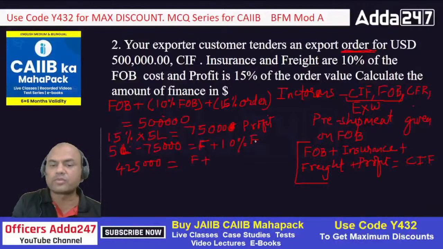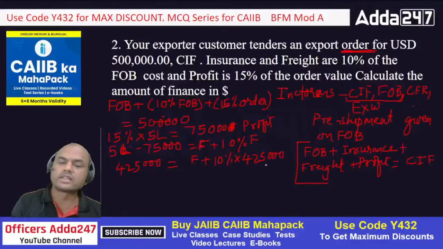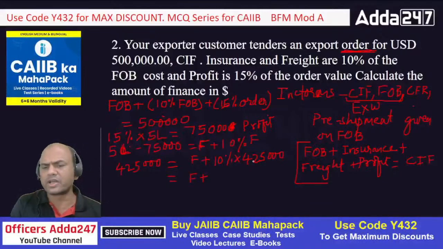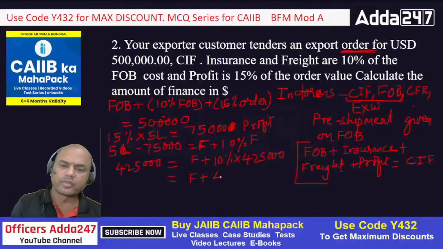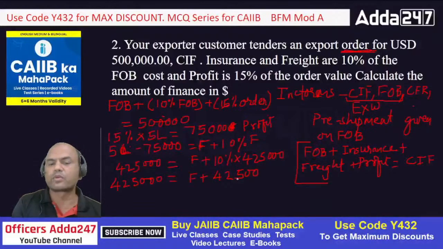plus now 10% of this cost. So this 4,25,000 into 10%. Always remember this remaining part into this cost. So what is this answer now? 10% of 425,000 is 42,500. What are you getting? 42,500. Is everyone getting the same answer? So here 4,25,000 equals F plus 42,500.